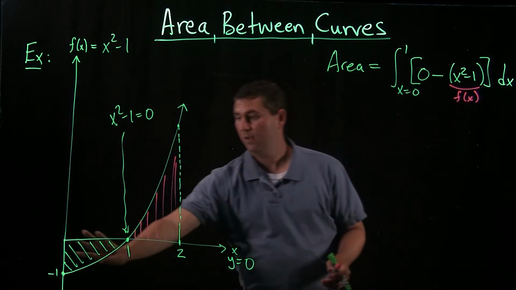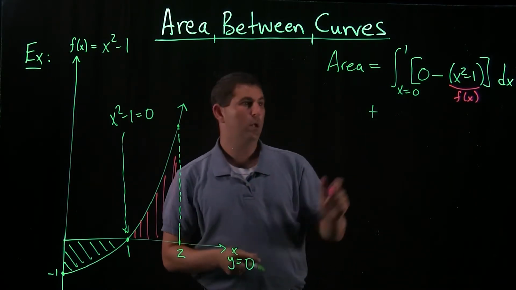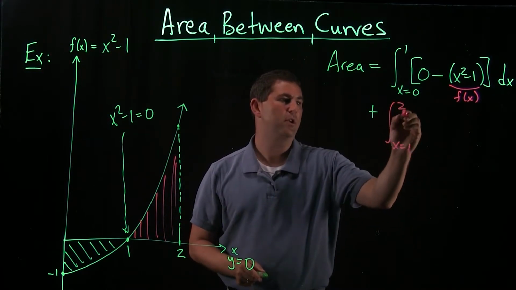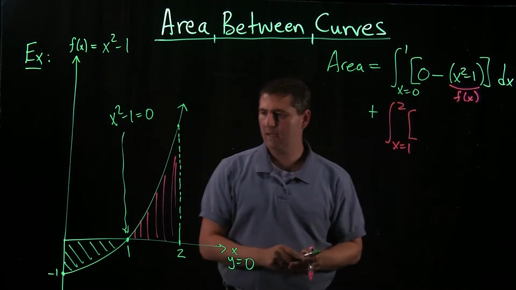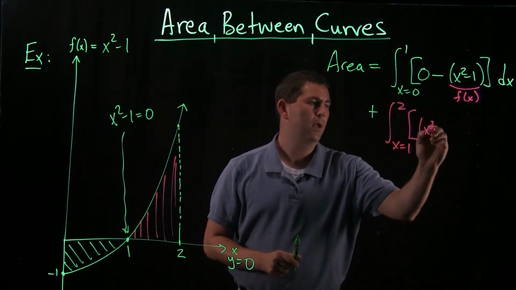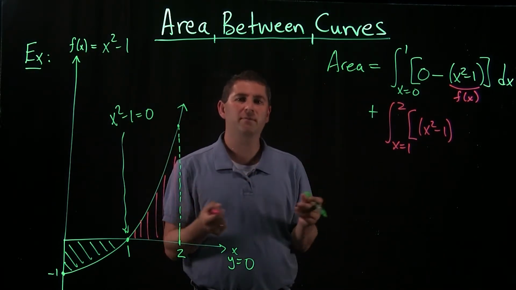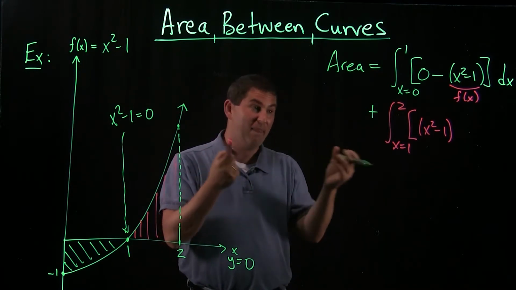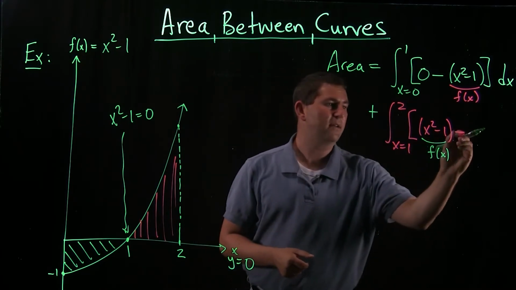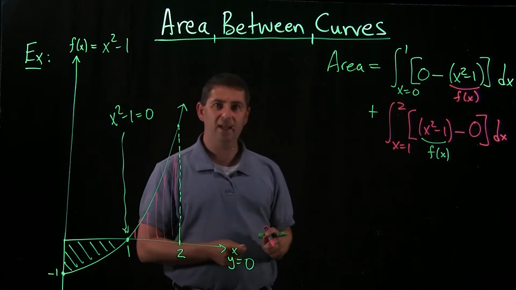Now that just gives us the first one. So what about the second one? Now we're going to integrate from 1 to 2. So we get here x equals 1 to 2. And now the larger function is our f of x. So that's x squared minus 1. I don't actually need the parentheses here, but maybe I just put them there just so it's very clear that that's my function f of x. And then I need to subtract the smaller function, which is 0. And then everything times dx.